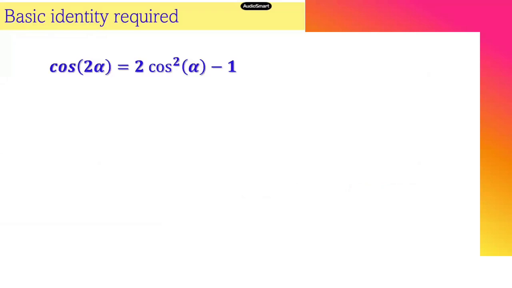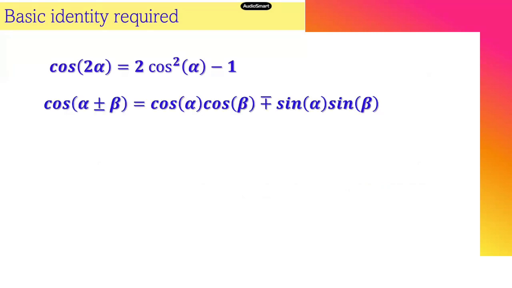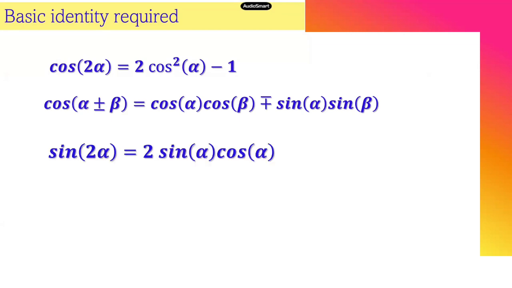So cosine 2 alpha is equal to 2 cosine square alpha minus 1. And then cosine of alpha plus or minus beta will be cosine alpha cosine beta minus, if it is alpha plus beta, then it will be minus; if it is alpha minus beta, it will be plus, sine alpha sine beta. And then sine 2 alpha is equal to 2 sine alpha cosine alpha. This is all that is needed. Maybe we need a few more. We'll see that whenever it's required.